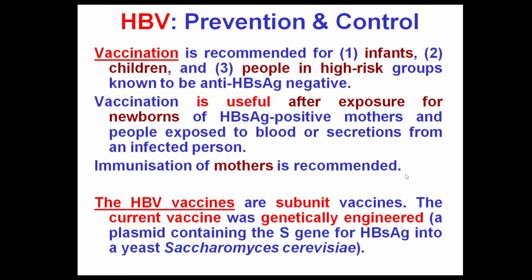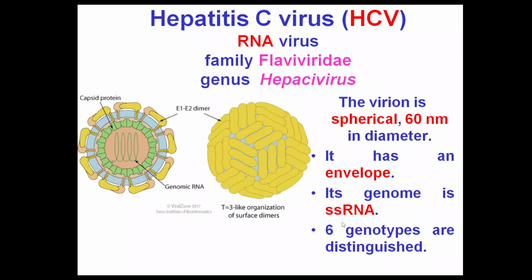So this is a subunit genetically engineered vaccine. What kind of genetic engineering is performed? A plasmid containing the S gene for hepatitis B surface antigen is cloned into the yeast Saccharomyces cerevisiae, and then when the Saccharomyces are cultured, they secrete the so-called HB virus surface Australian antigen. It is isolated, purified, and used as an antigen in vaccination.